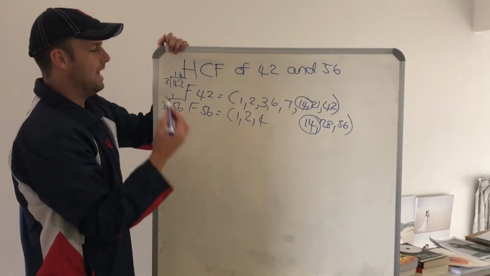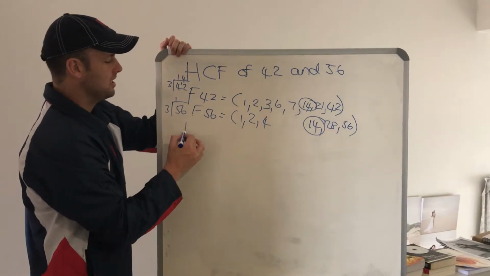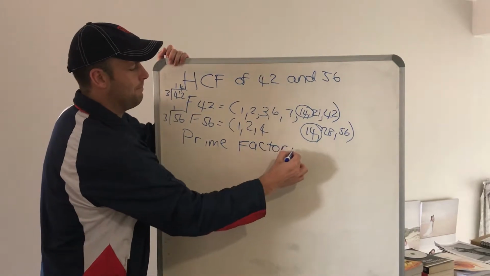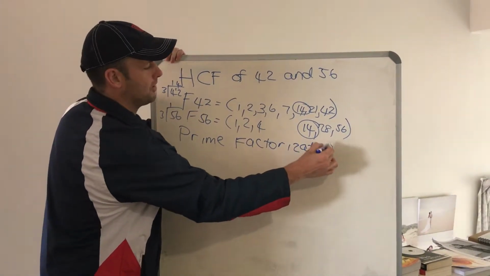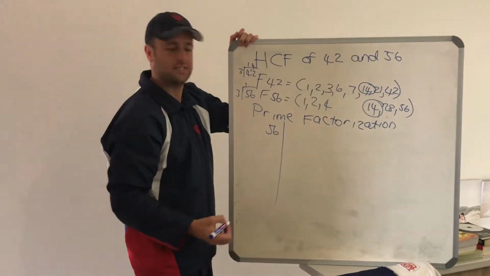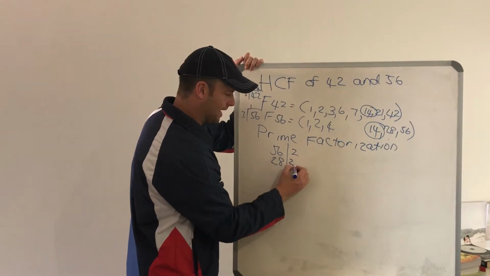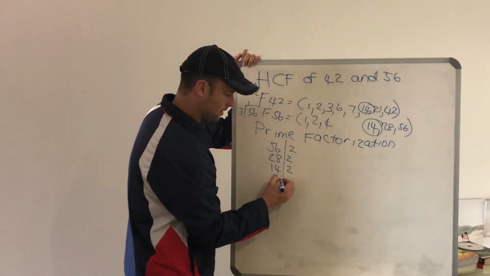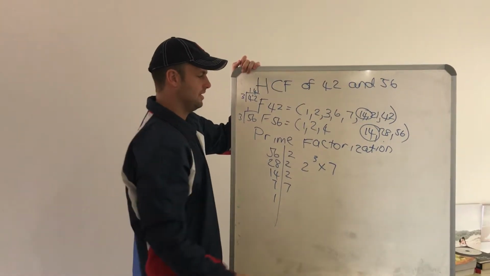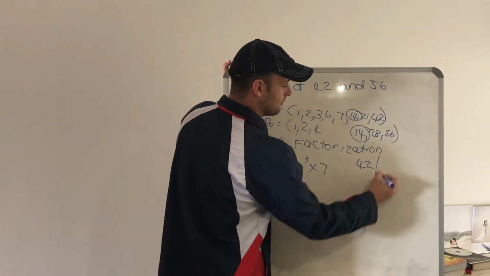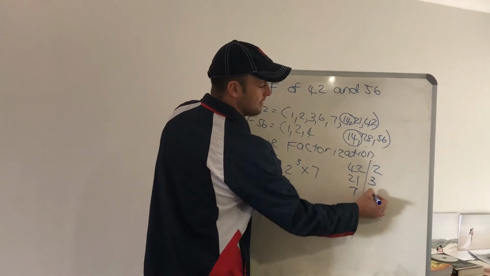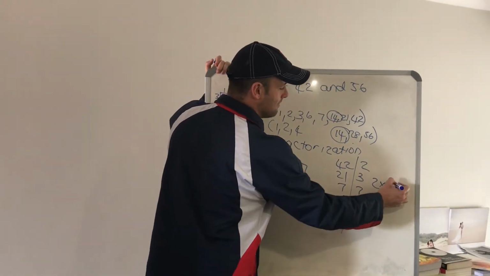The second method, the one that the high schools like to teach, is the prime factorization method. This is where you break them up into the product of their prime factors using the line method. So 56, you first divide by 2 until you can't divide by 2 anymore. Then I divide by 7, so it's 2 to the power of 3 times 7. Then I take 42. 2 doesn't go into 42, so then we use 3. And it's 2 times 3 times 7.